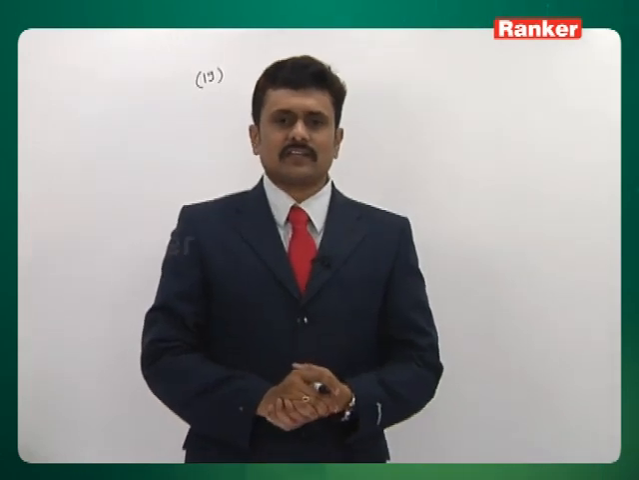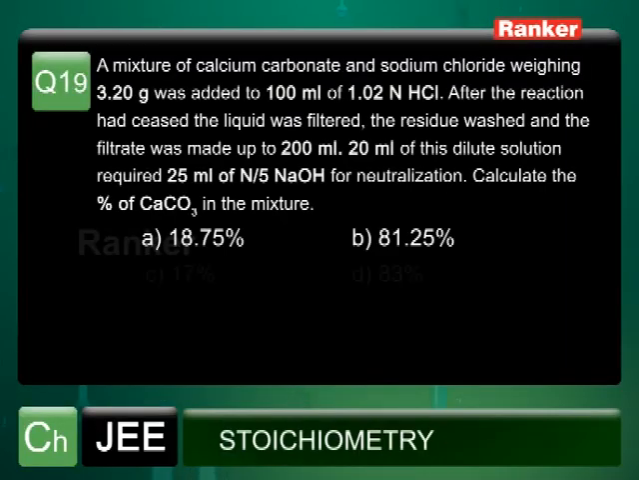We have a mixture of calcium carbonate and sodium chloride weighing 3.2 gram was added 100 ml of 1.02 normal of HCl. After the reaction had ceased, the liquid was filtered and the residue was washed and the filtrate was made up to 200 ml. 20 ml of this solution then required 25 ml of 0.2 normal NaOH for complete neutralization. Then you have been asked to find the weight percentage of CaCO3 in the mixture.